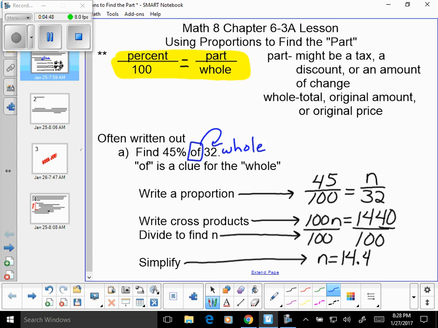Cross product. 100 times n is 100n. 45 times 32 is 1,440. You have an equation formed here: 100n equals 1,440. See this? That's actually an equation. So to solve that, I'll take it back off. I am going to divide both sides by 100. That means I shift my decimal point over 2 places, and I get 14.4.